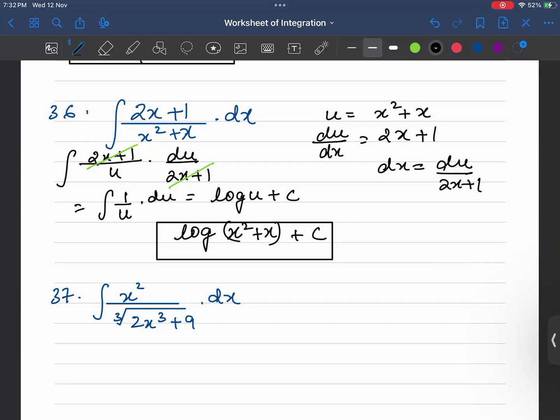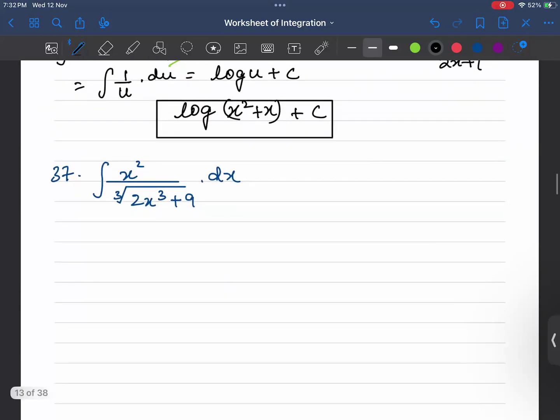I think it's clear. So easy. See, integration is very easy. It's only a matter of practice. And in your BCom honors, you don't have the typical trigonometric or inverse functions. So it's easy.